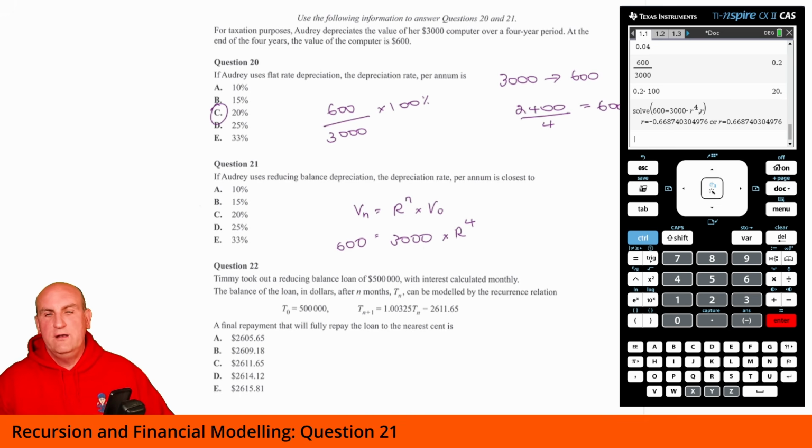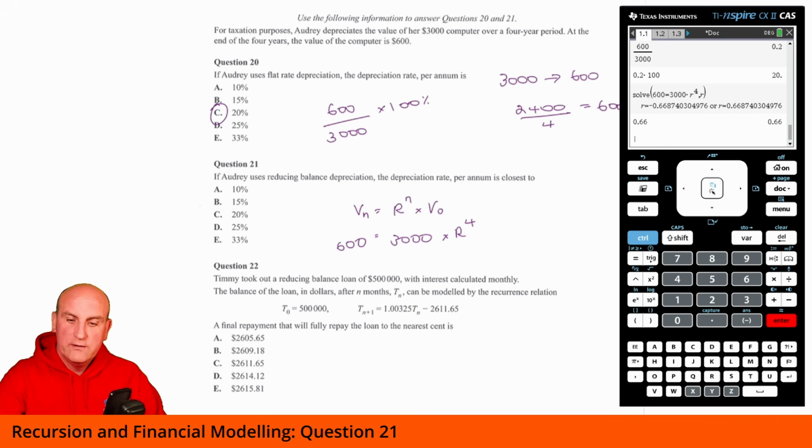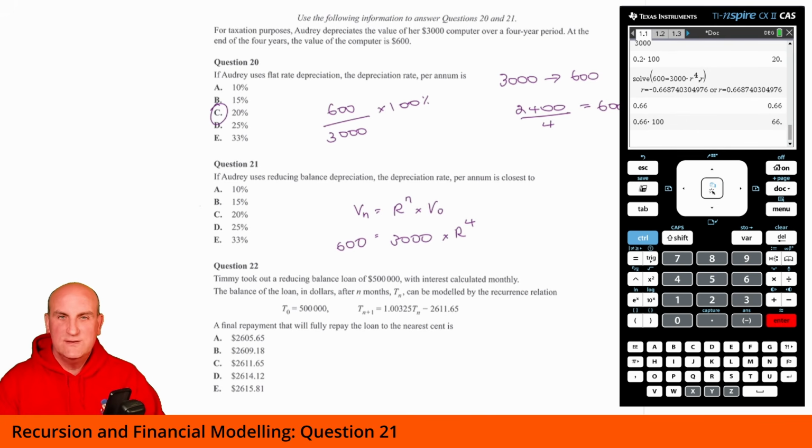And we get two values. We get a positive value and a negative value. Well, I'm more interested in the positive value. So that's going to be 0.66. Now again, let's take that 0.66. I'm going to times that by 100. So it's 66% of what it started with, which means it's actually gone down by 33%. All right. So in that situation, my depreciation is 33%. And again, if you wanted to, you could go back and check that.